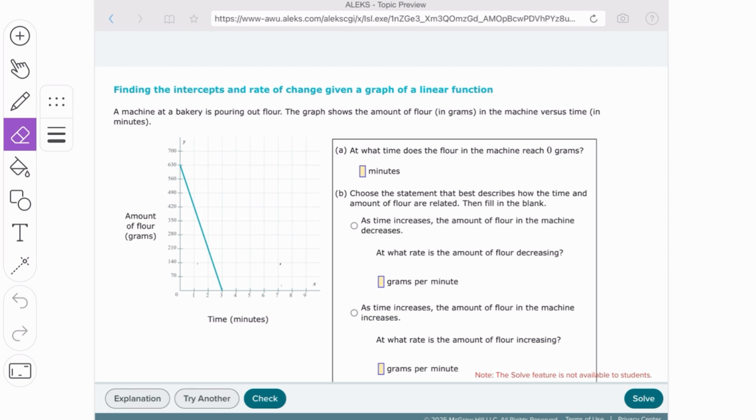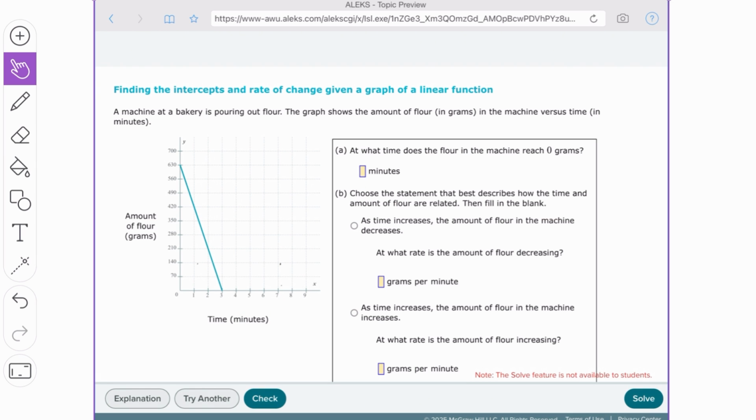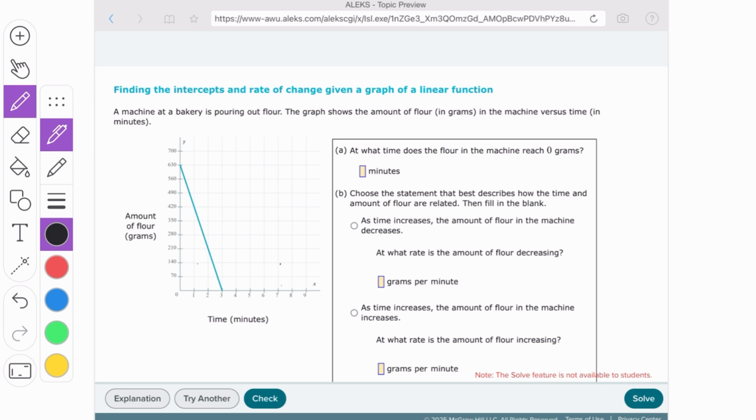All right, so a machine at a bakery is pouring out flour. The graph shows the amount of flour in grams in the machine versus time in minutes. So you can tell that as time increases down here, what is happening to the flour? It's going down, which means it's decreasing. So it's going this way. Think of it as going down steps. Okay, you're decreasing a certain height when you go down steps.